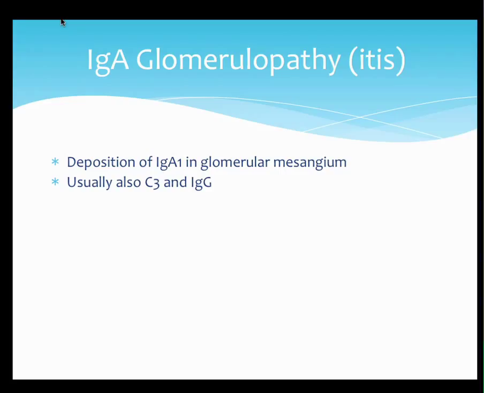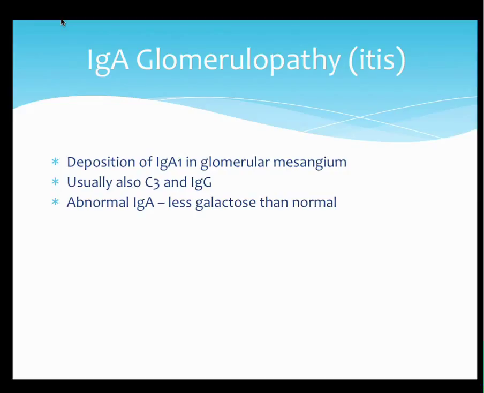IgA glomerulopathy, or IgA glomerulonephritis, is the most common glomerular disease in the world. It is particularly common in portions of the Asian countries, and in some countries represents over 50% of the glomerular disease seen in these countries. This is due to deposition of IgA1 in the glomerular mesangium. There is usually C3 complement and IgG deposited along with the IgA.